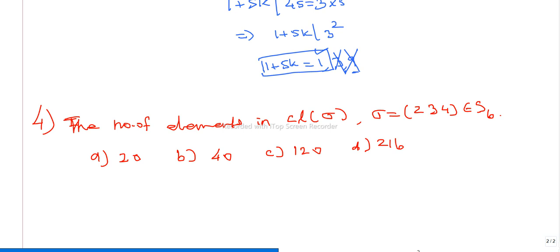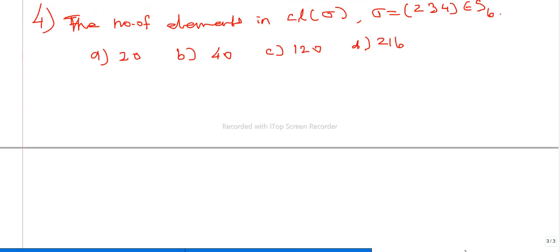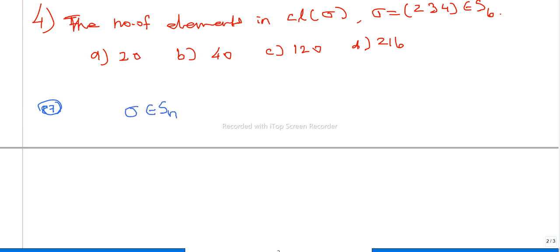So anyway, I will directly say the formula. You can apply that formula to any permutation of any length. So what is the formula? It is the 87th point in my notes. It says, suppose sigma is a permutation in Sn.